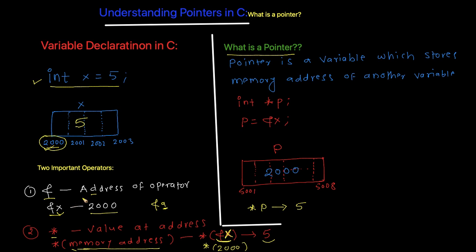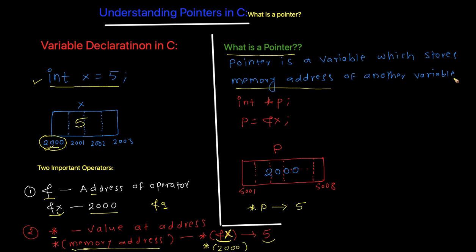Okay. Now let us understand what a pointer is. A pointer is a variable, like x. X is a name given to some memory location. Pointer is also a variable, but it does not store a normal data type or a normal value. Instead, it stores memory addresses. So a pointer is a variable which stores the memory address of another variable.